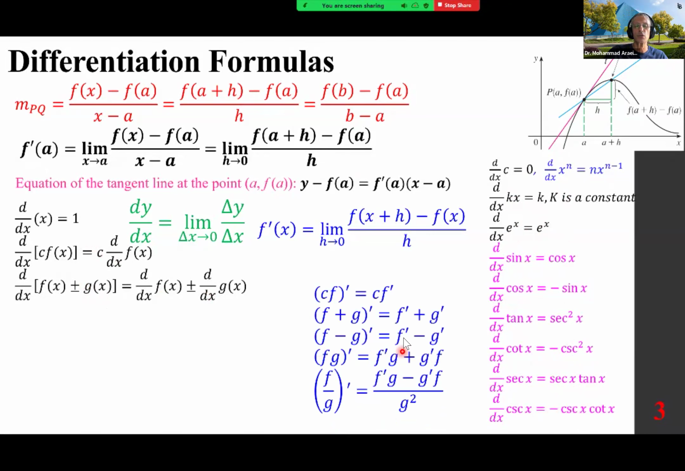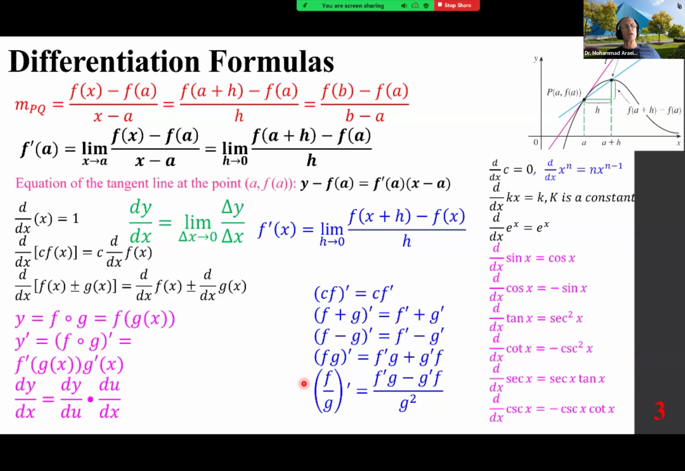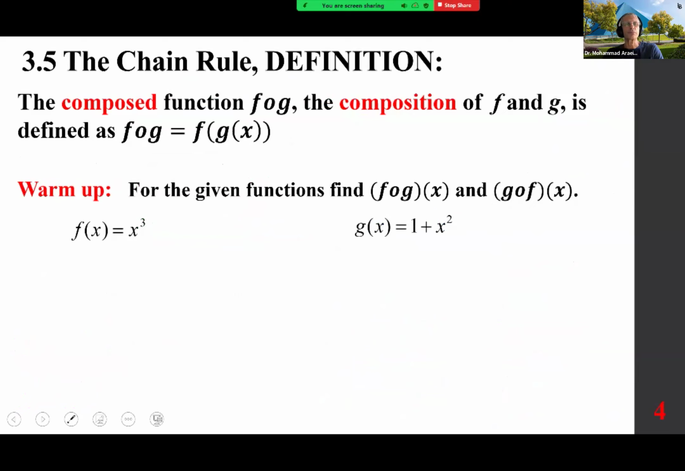This is the product rule in a shorthand notation. (fg) prime is f prime g plus g prime f. And this is the quotient rule. (f over g) prime is f prime g minus g prime f over g squared. And now we are adding the composite function and the derivative of a composite function. y prime is f prime of g of x times g prime of x: the derivative of the shell function, the outer function, evaluated at the inner function, times the derivative of the inner function.